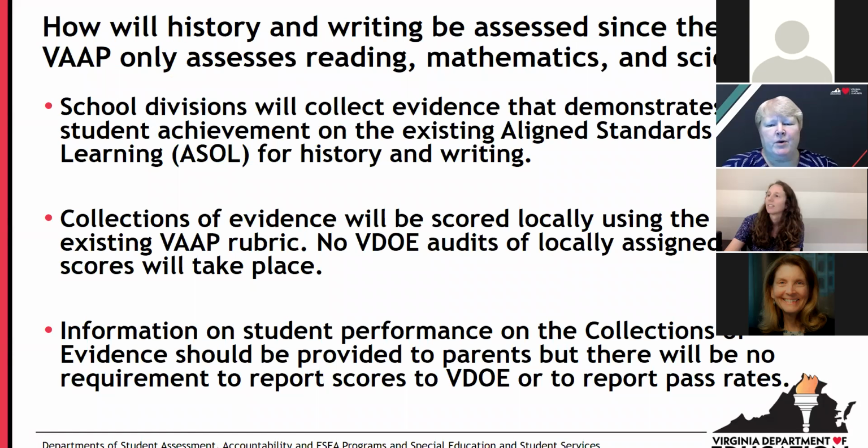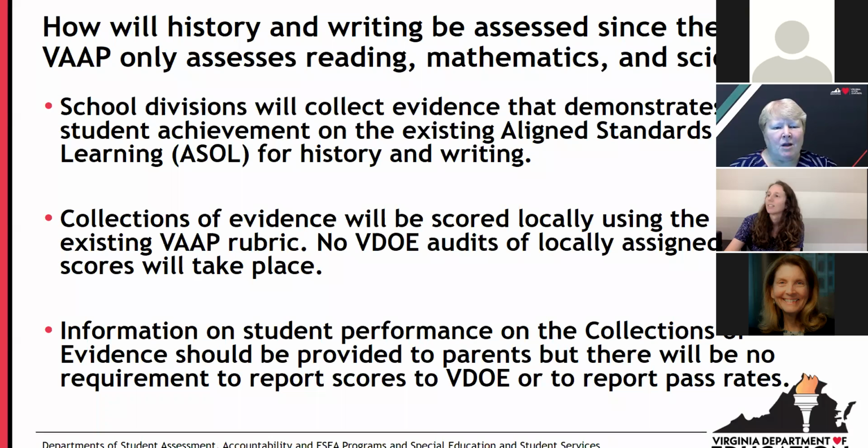Okay, and then I know this question came in through the Q&A, and we said that we would be addressing it later in the session. So here we are. The question is about history and writing, and how will those be assessed since the new VAAP only assesses reading, mathematics, and science?